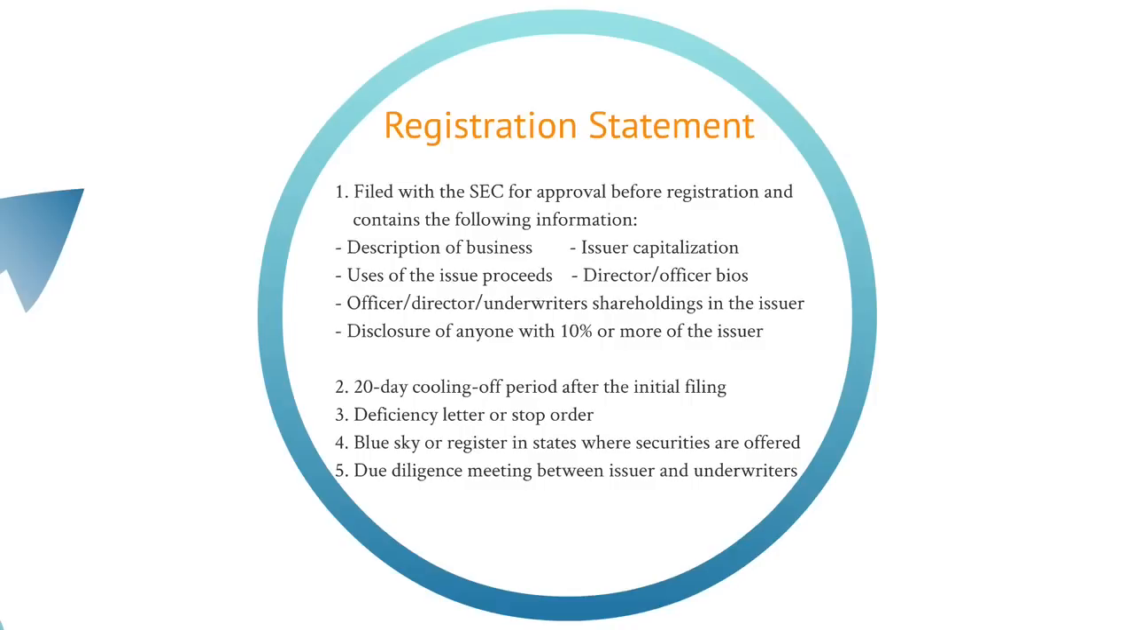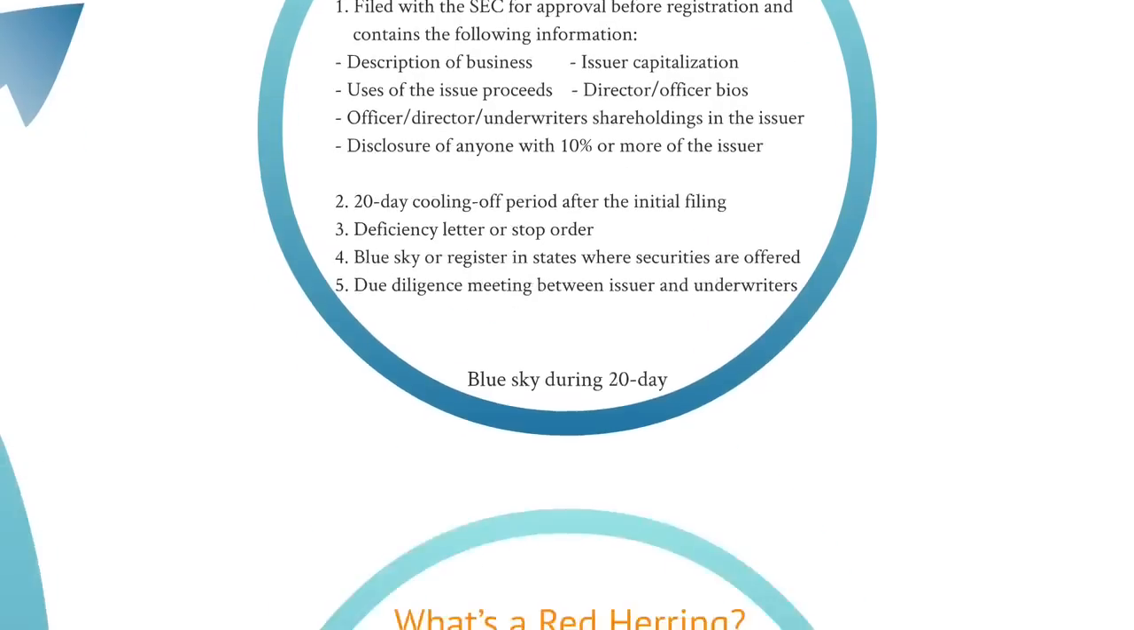Once this is filed, there's a 20-day cooling off period in which a process called Blue Sky begins. This is the registration of the issuance in all the states where the securities are going to be offered. When that Blue Sky or 20-day cooling off period is over, there's a due diligence meeting between the issuers and underwriters to make final verifications before the next step is taken. So remember, there's a Blue Sky period, a registration, which is done during the 20-day cooling off period.